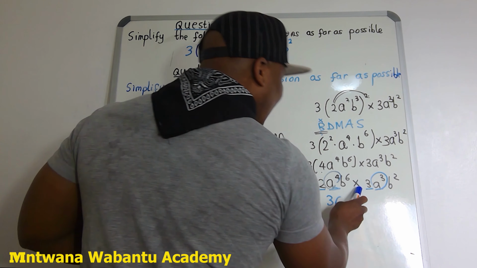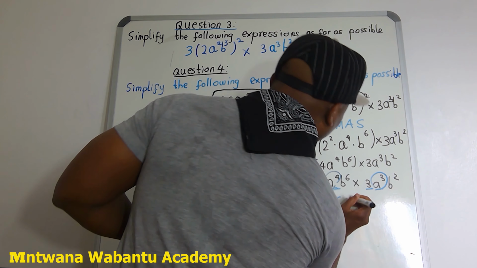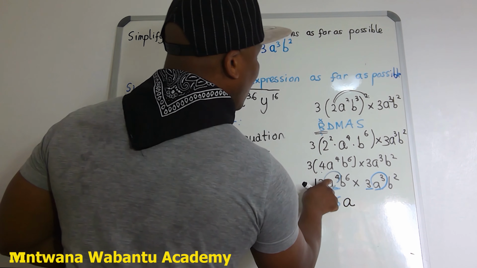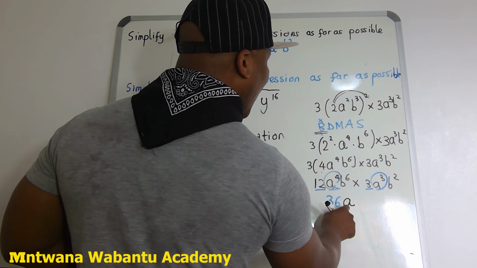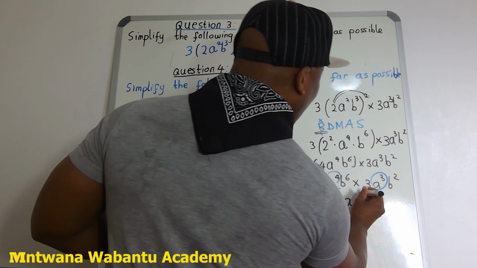Look, A power 4 times A power 3. Oh, so I don't have to write A again. I can just write only single base because base are the same. Now I go, because base are the same, I only write 1 and then we add the power. What we add because there's multiplication. 4 plus 3 equal to 7.